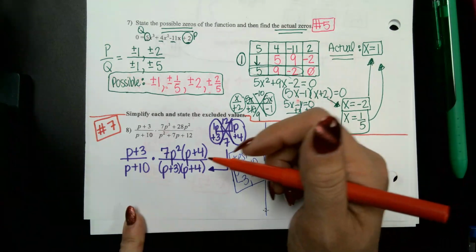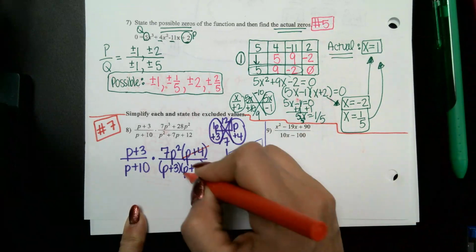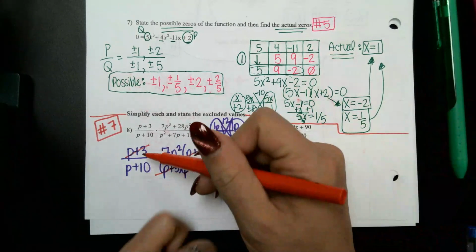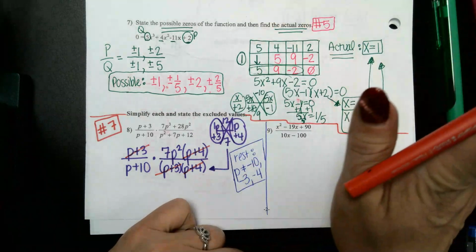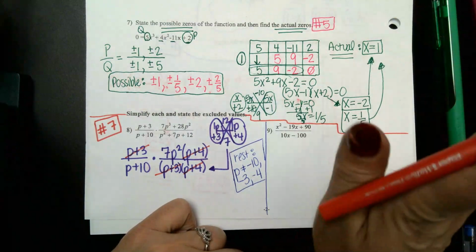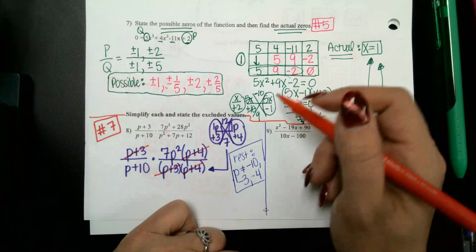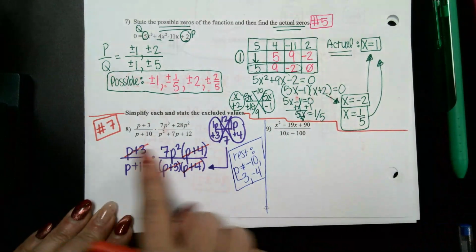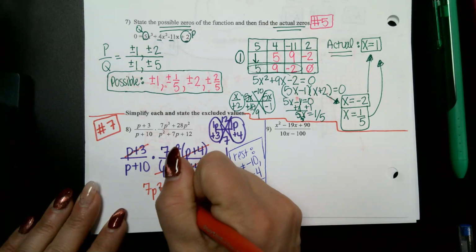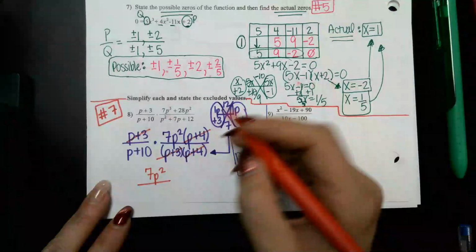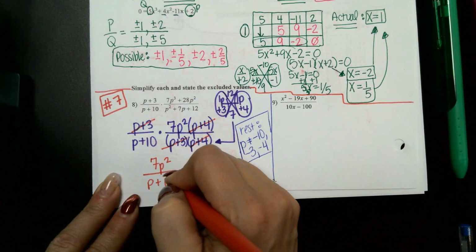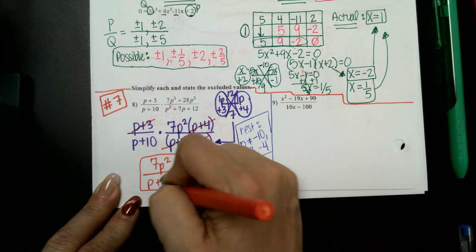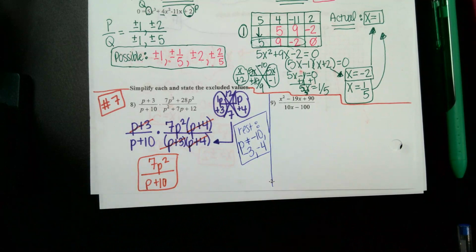So you need to make sure you list out what numbers they couldn't be. And then look, here comes the fun part. This is the best part. We start getting to cancel stuff out. So like there's a P plus 3 up top and on bottom, so they're gone. There's a P plus 4 up top and bottom, they're gone. So up top, the only thing we have is 7P squared. And on the bottom, the only thing we have is P plus 10. Now that problem is done. We factored wherever we could, and then you just cross out whatever they have in common up top and on the bottom.